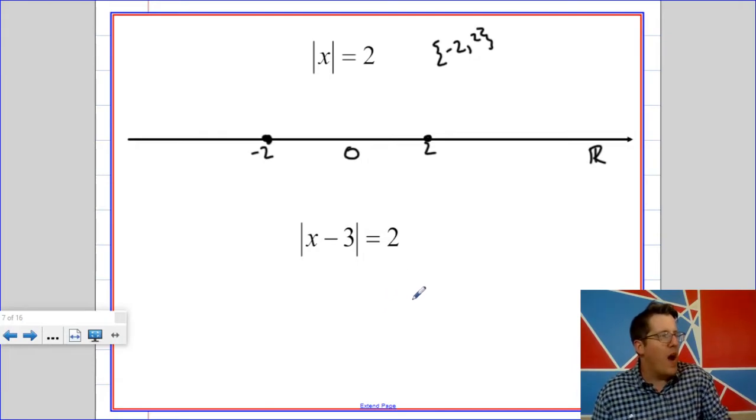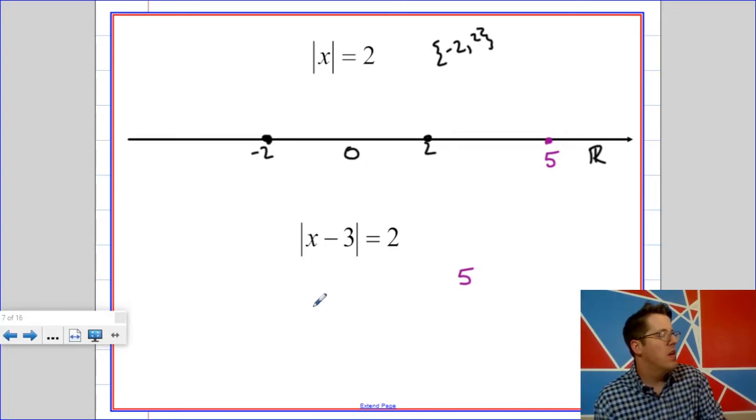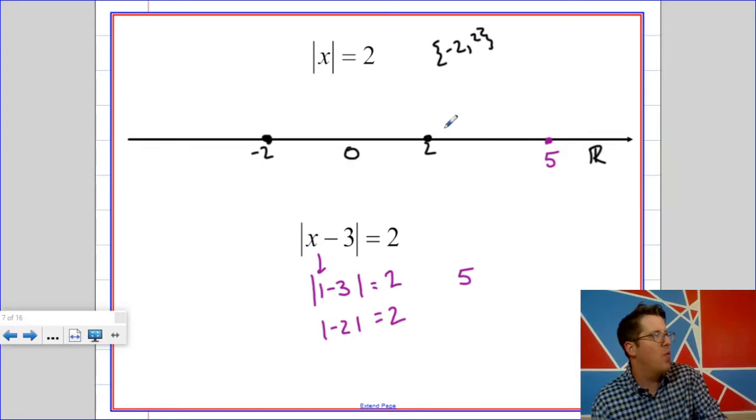So I think the more obvious answer is that 5 would work. 5 minus 3 is 2, and the absolute value of 2 is, in fact, 2. So let's put that on the board. 5 would work. Now the other one, if we did 1 minus 3, and then took the absolute value, that would be the absolute value of negative 2. And that does, in fact, equal 2. So the x value I used was 1.